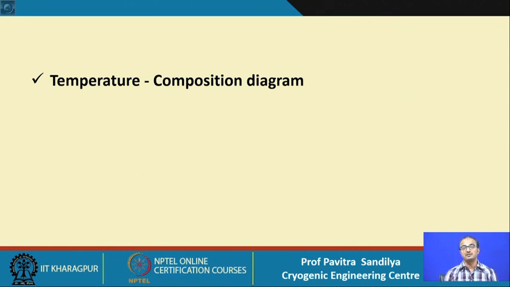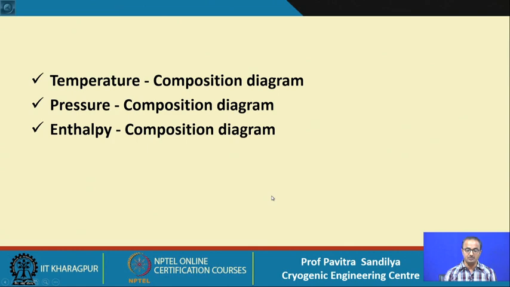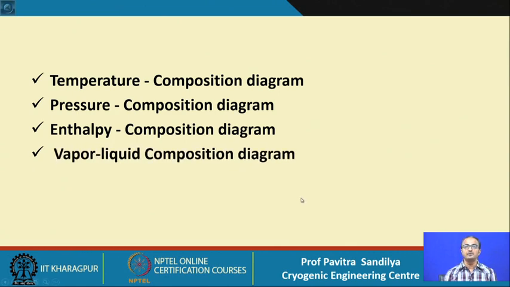Why we are talking of binary systems? Because the multi-component system phase behavior cannot be represented in two dimensions. So, whatever concepts we are learning for the binary systems are applicable for the multi-component systems. So, in this we have temperature composition diagram, pressure composition diagram, enthalpy composition diagram and the vapor liquid composition diagram. We shall be talking about each of these diagrams one by one.